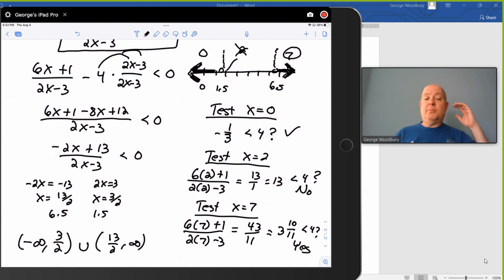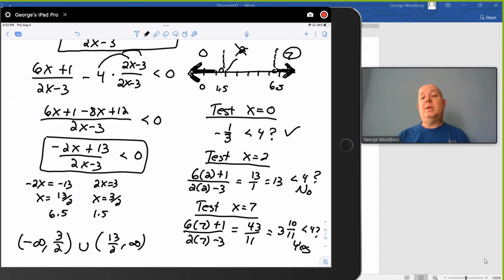I could have substituted into the second inequality. I could have done it by plugging them in. I could have done it by making a sign chart. Really, you have some flexibility here. Try to pick the way that works best for you.